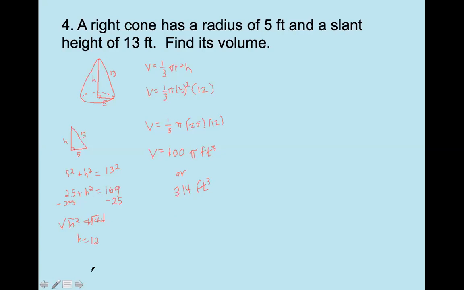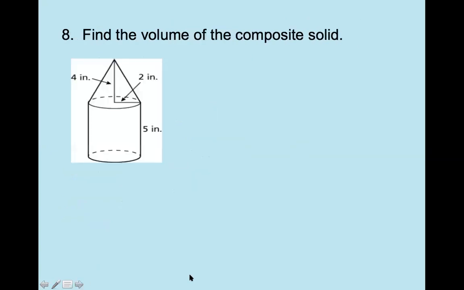All right, let's see what we have next. This time we have a composite solid. So when you're trying to find the volume of a composite solid, you have to look at what the different parts are. So the top part up here, we have a cone. Right, this part here, let's grab the pen. Up here, this part of it is a cone. And this bottom part is a cylinder.